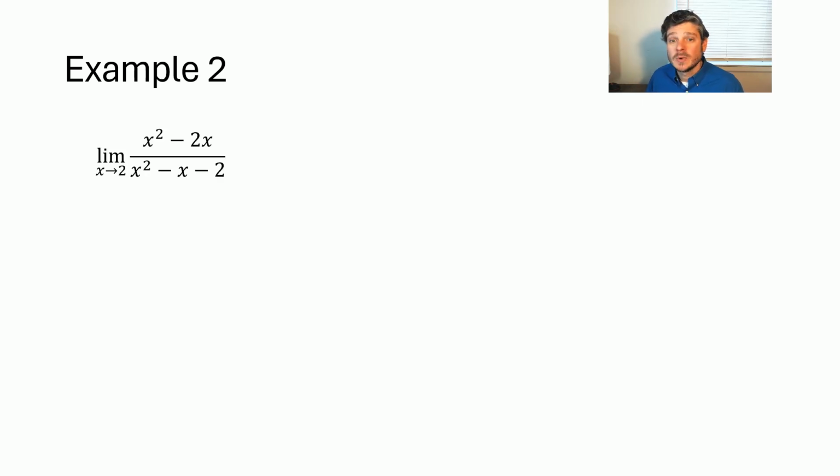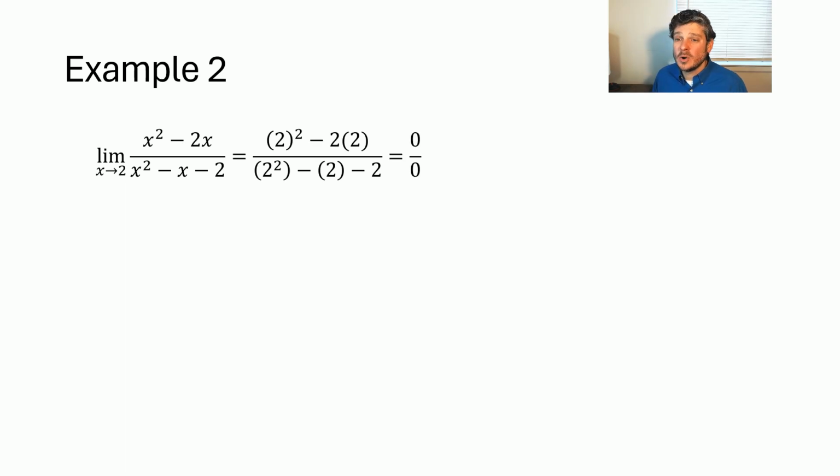Example 2. Now I have the limit as x approaches 2 of x squared minus 2x over x squared minus x minus 2. And same idea. I have a rational function here, so I'm just going to direct substitute. I'm going to plug in 2's everywhere that there's x's and see what happens. So on the top, 2 squared minus 2 times 2, which 2 squared is 4, minus 2 times 2 is 4, so 4 minus 4, so I have 0 on the top again. And my denominator, 2 squared is 4, minus 2 is 2, minus 2 is 0, so I end up getting 0 over 0.